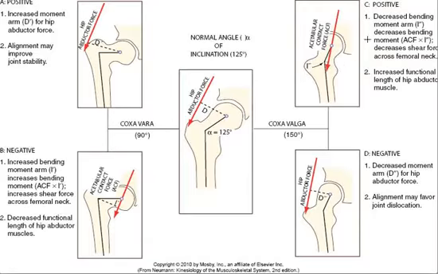And then in contrast, if we look at coxa valga, where the angle of inclination is increased, we can see that the positive is that there's a decreased bending moment arm on the neck of the femur, and there's increased functional length of the hip abductor muscles, so their length may be improved.